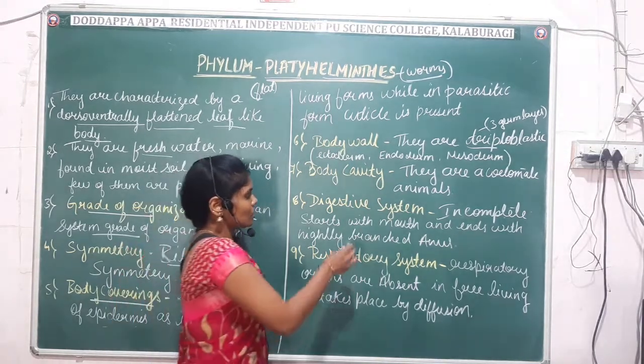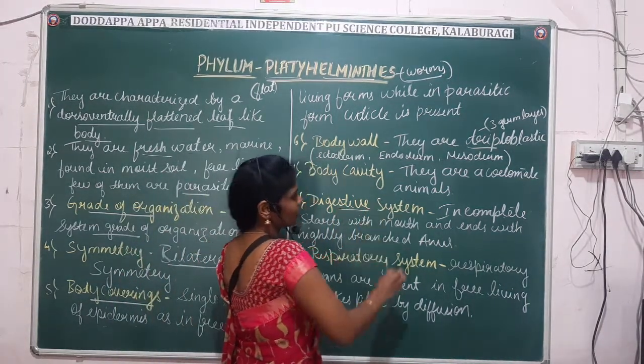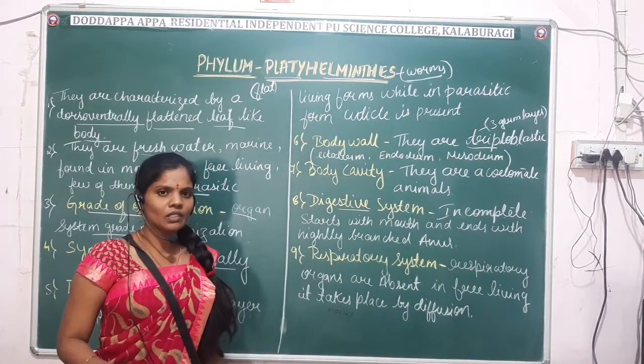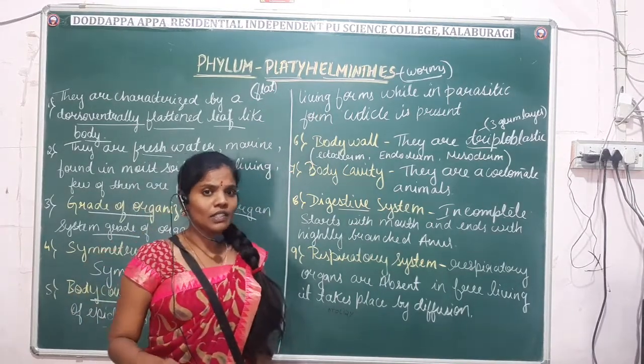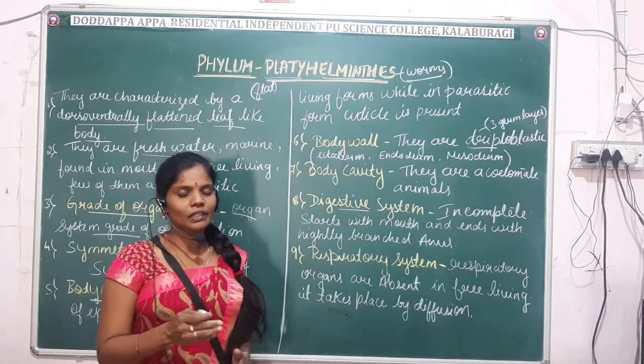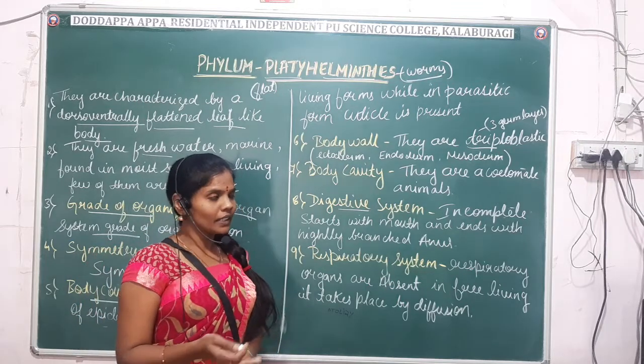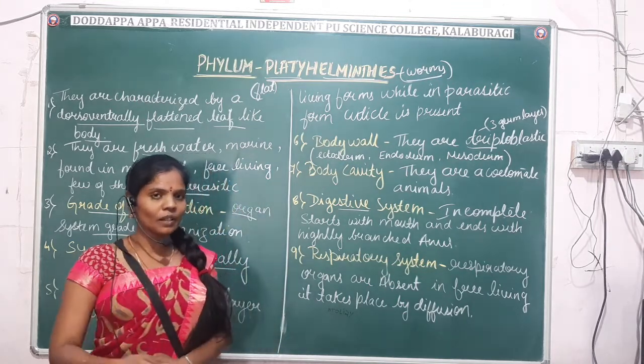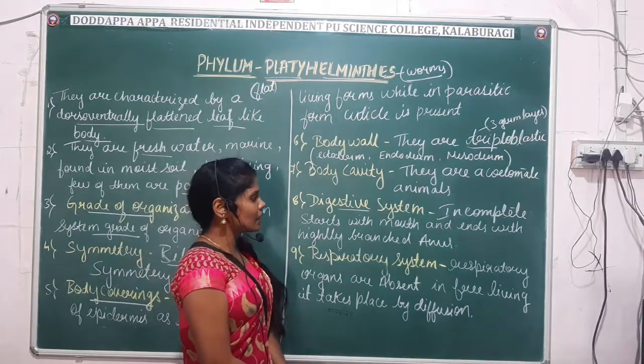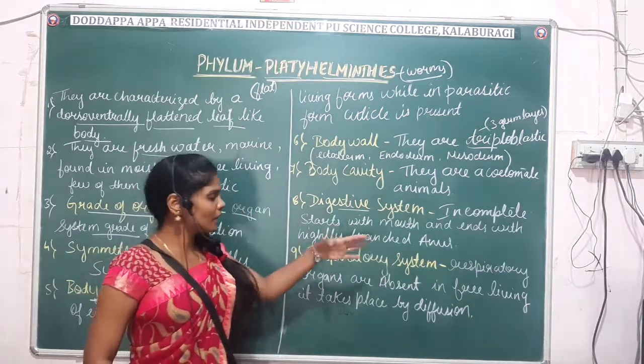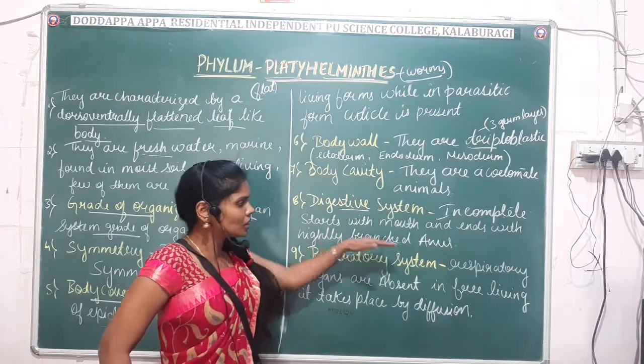Next comes the digestive system. In platyhelminthes, the digestive system is incomplete. You know the difference between the complete digestive system and the incomplete digestive system. Platyhelminthes have an incomplete digestive system, which generally starts with the mouth and has a highly branched gut, with no anus.